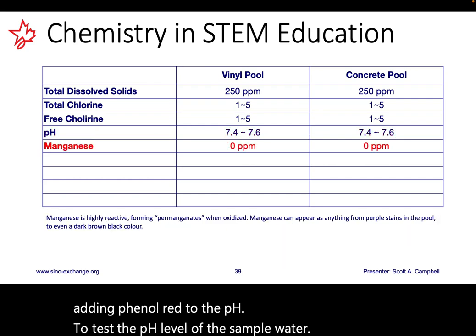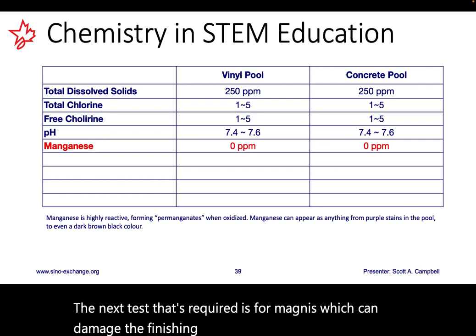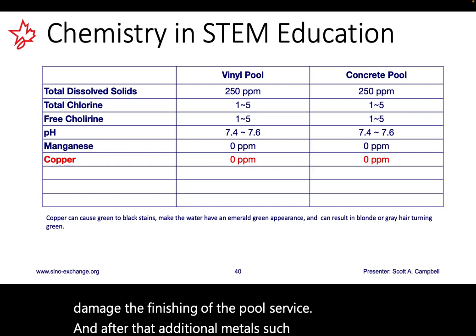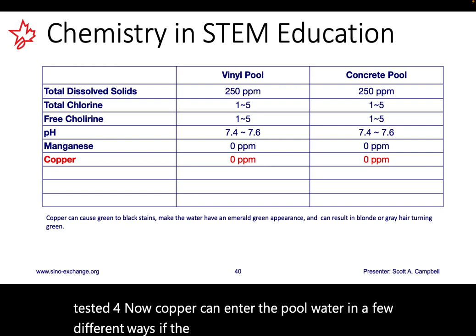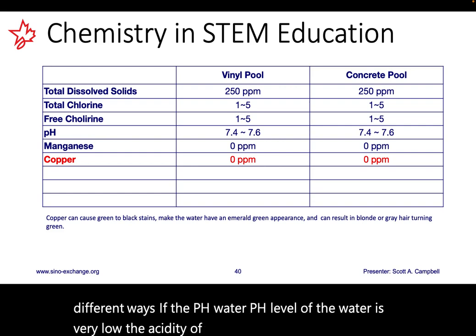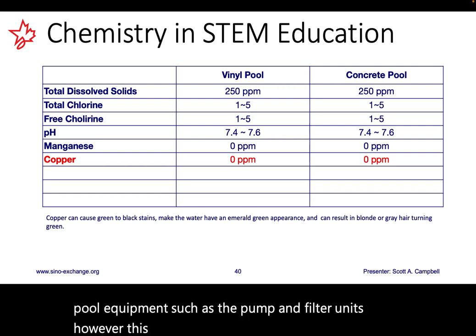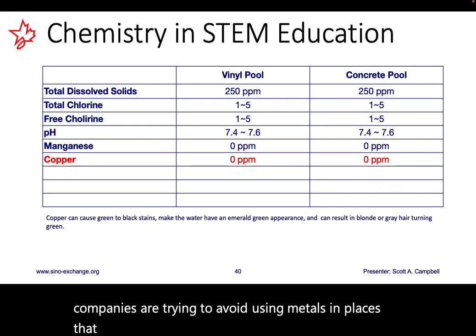The next test that's required is for manganese, which can damage the finishing of the pool surface. And after that, additional metals such as copper are tested for. Now, copper can enter the pool water in a few different ways. If the pH level of the water is very low, the acidity of the water can start corroding pool equipment such as the pump and filter units. However, this is becoming less common as most companies are trying to avoid using metals in places that are exposed to water.